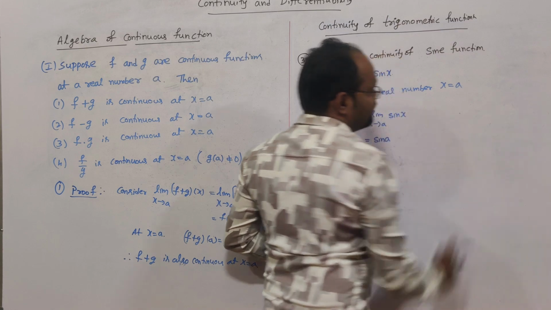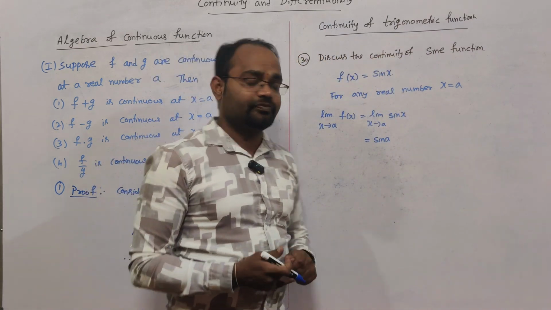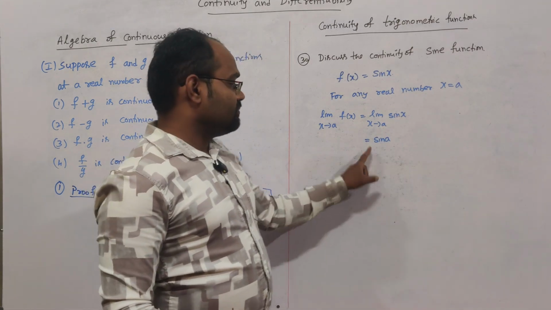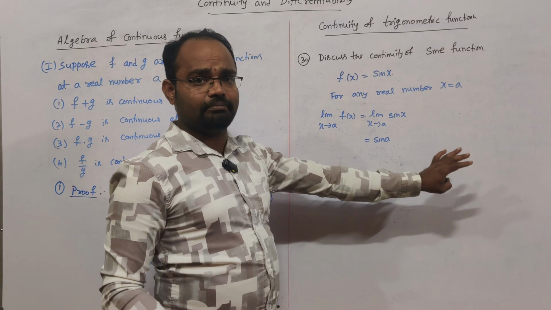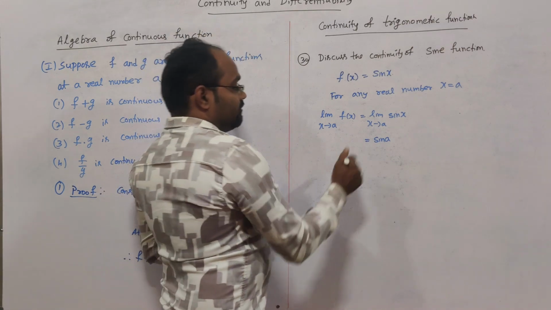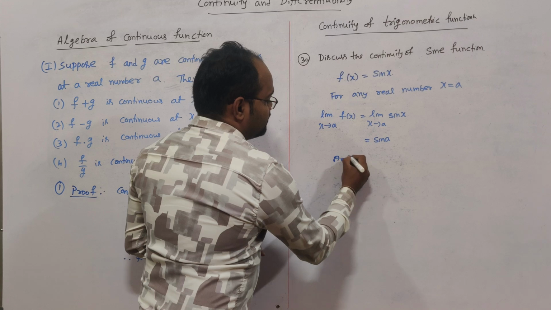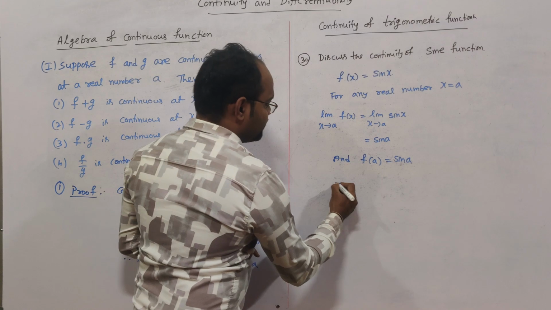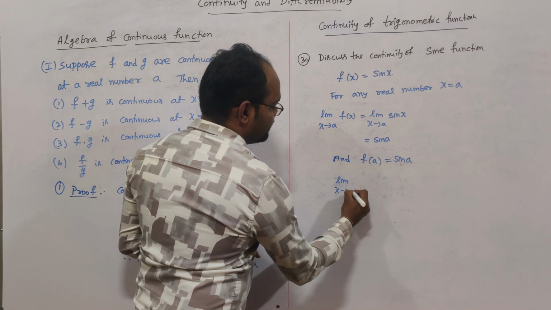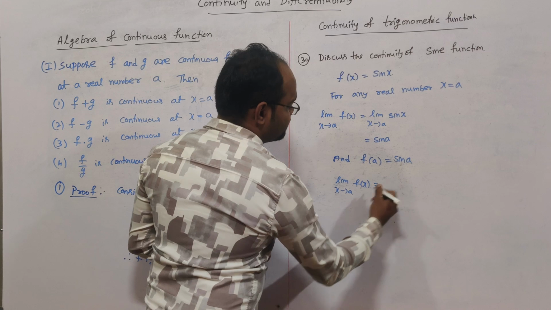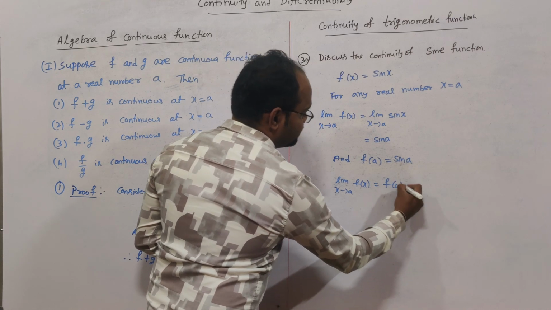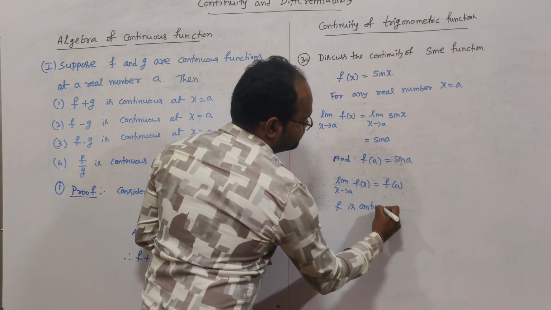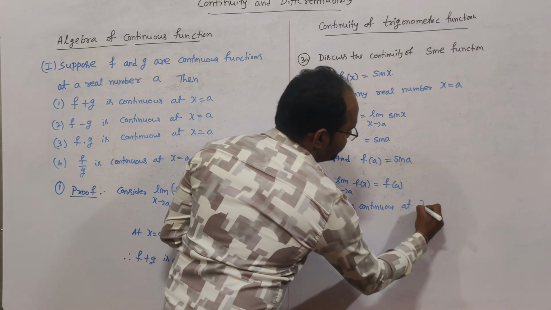We know that for trigonometric functions also, the limiting value will coincide with the functional value. I showed how, but that is not required for writing in the exam. Now the functional value f of a is sin a, they coincide. So the limit as x tends to a of f of x is the same as f of a. So f is continuous at x is equal to a.